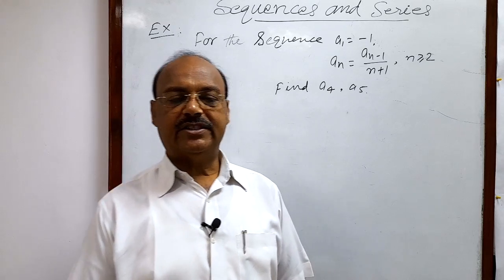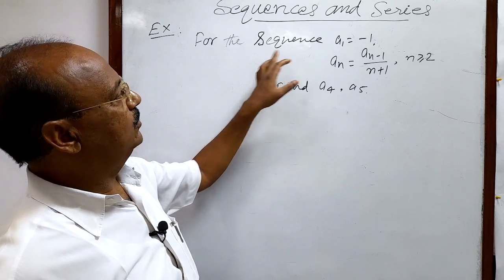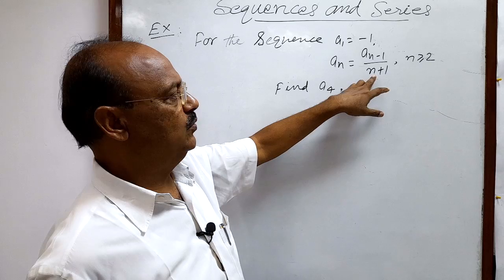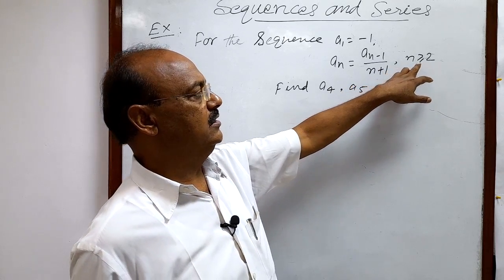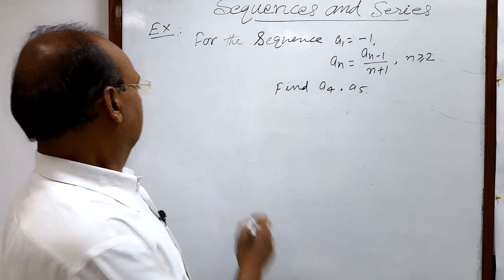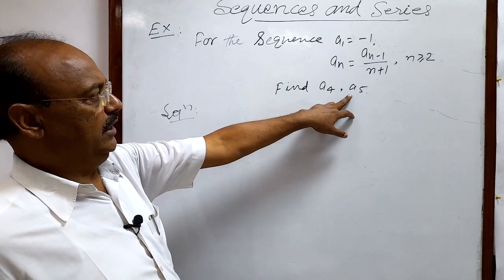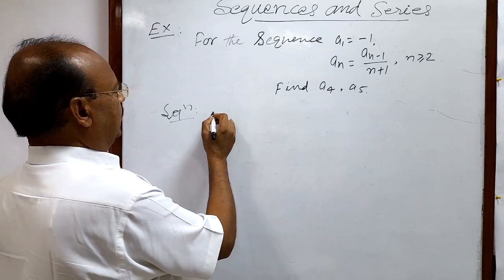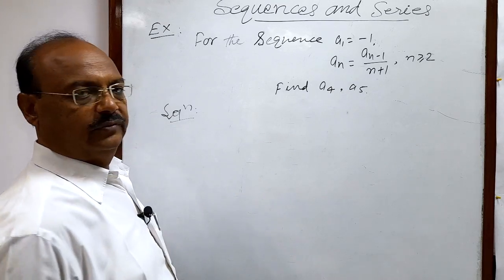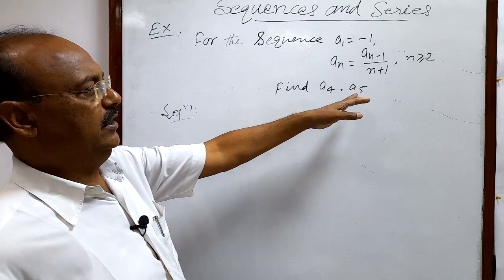Here you will see a very interesting question from the topic sequences. The question is, for the sequence a1 = -1 and an = a(n-1)/(n+1), where n is greater than or equal to 2, find a4 and a5. Okay. So before finding a4 and a5, first of all let us find out a2 and a3. Then it will be convenient to find a4 and a5.